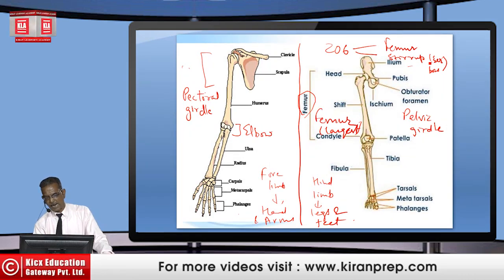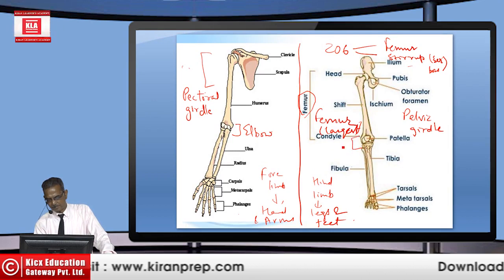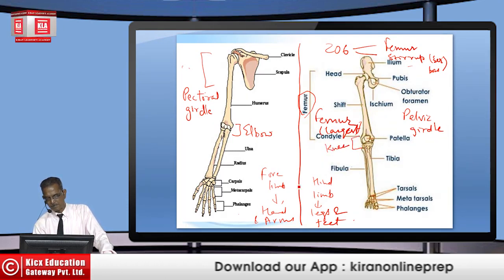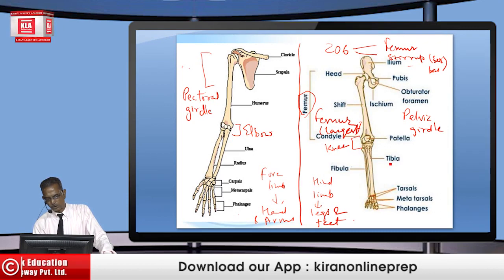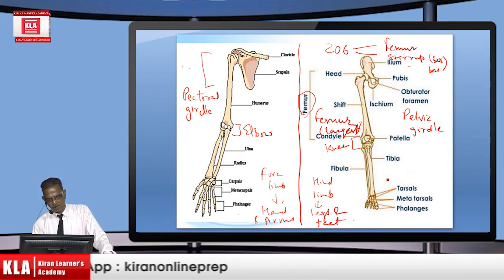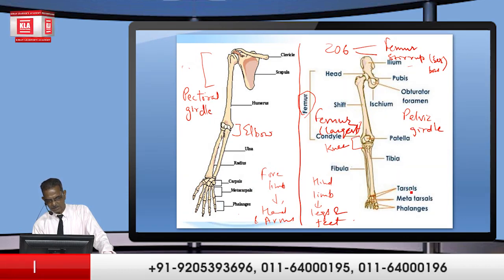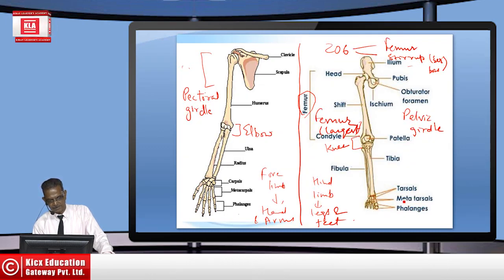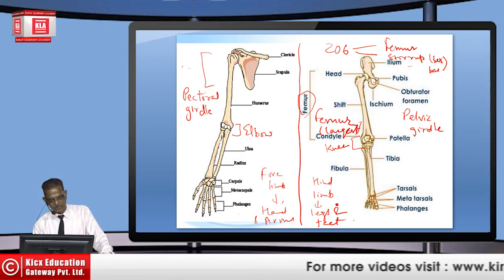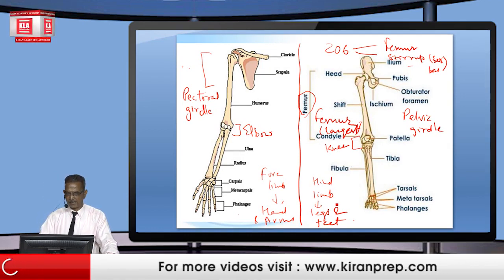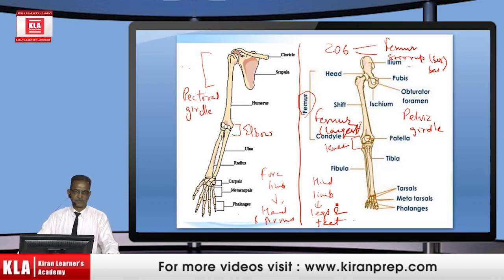Then we have the kneecap, followed by two bones, tibia and fibula. Just like in the forearm there is radius and ulna, here it is tibia and fibula. Where we had carpals, here it turns to tarsals, then metatarsals and phalanges. Just like in the hand we have carpals, metacarpals and phalanges, here we have tarsals, metatarsals and phalanges.